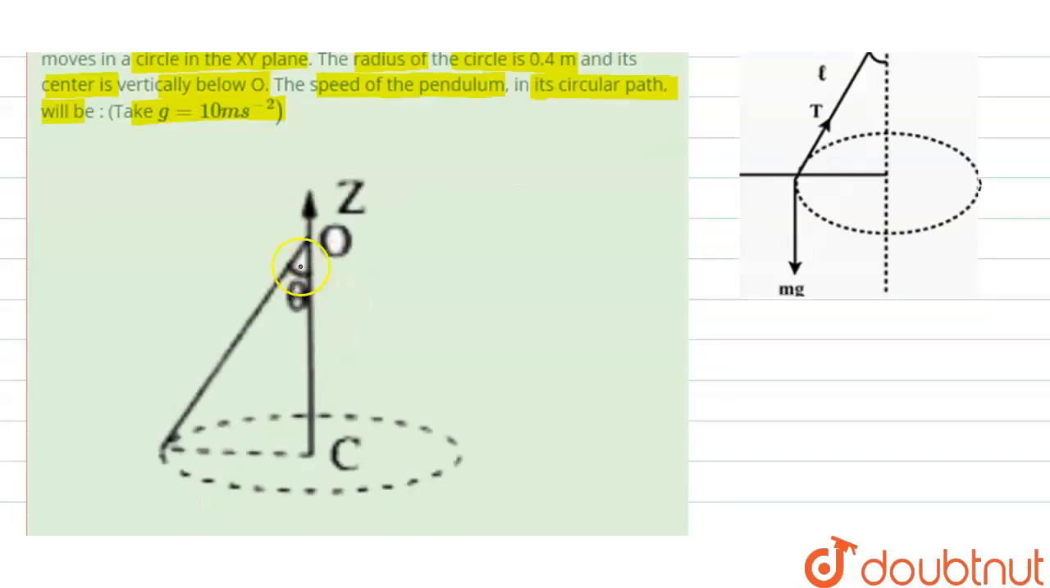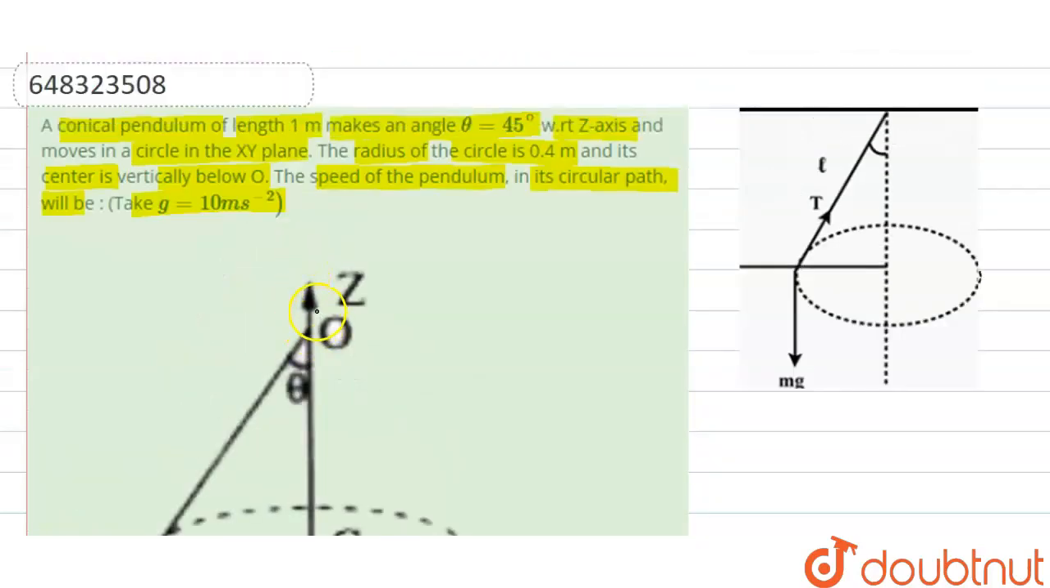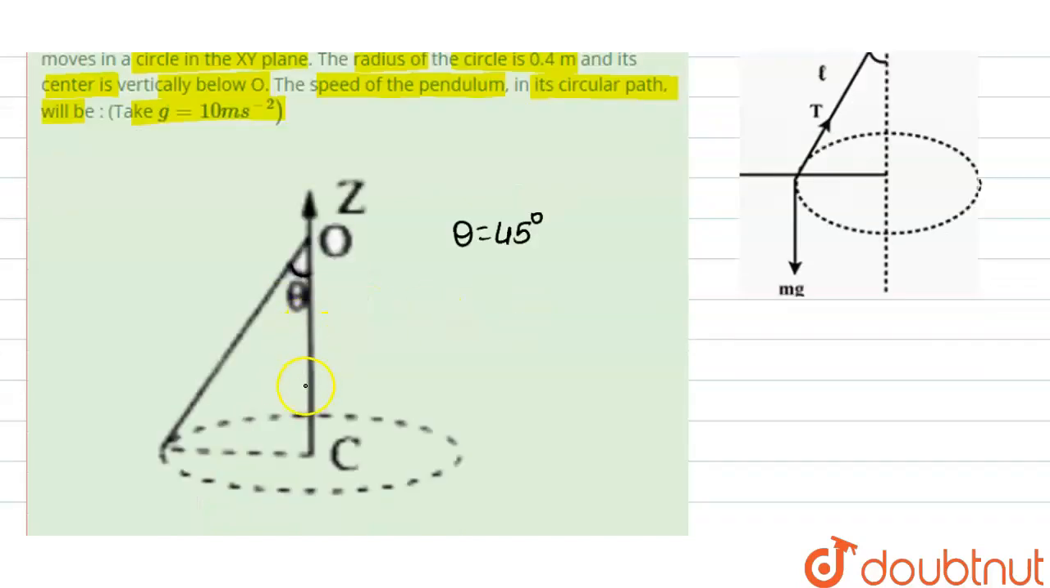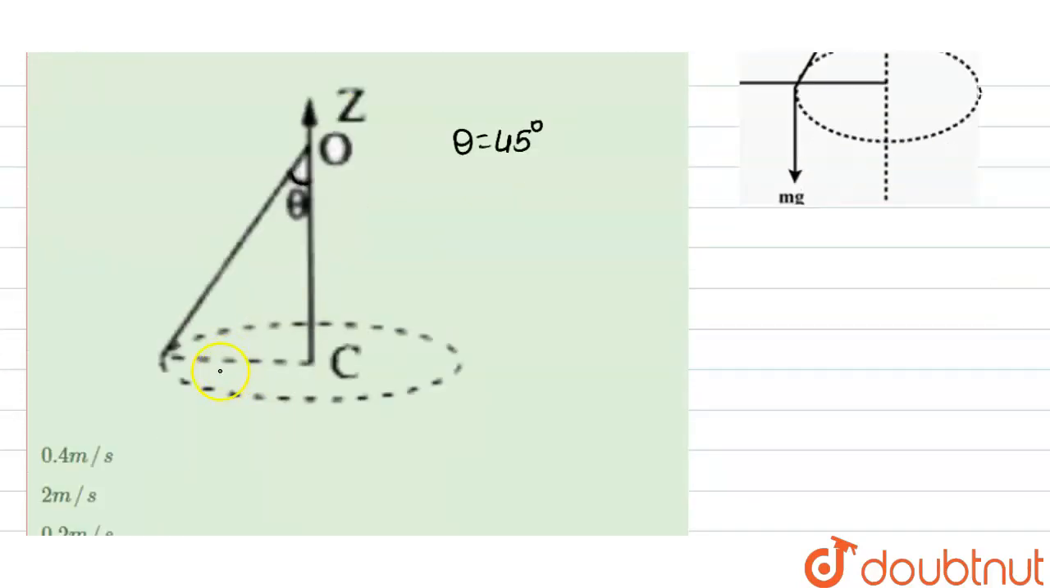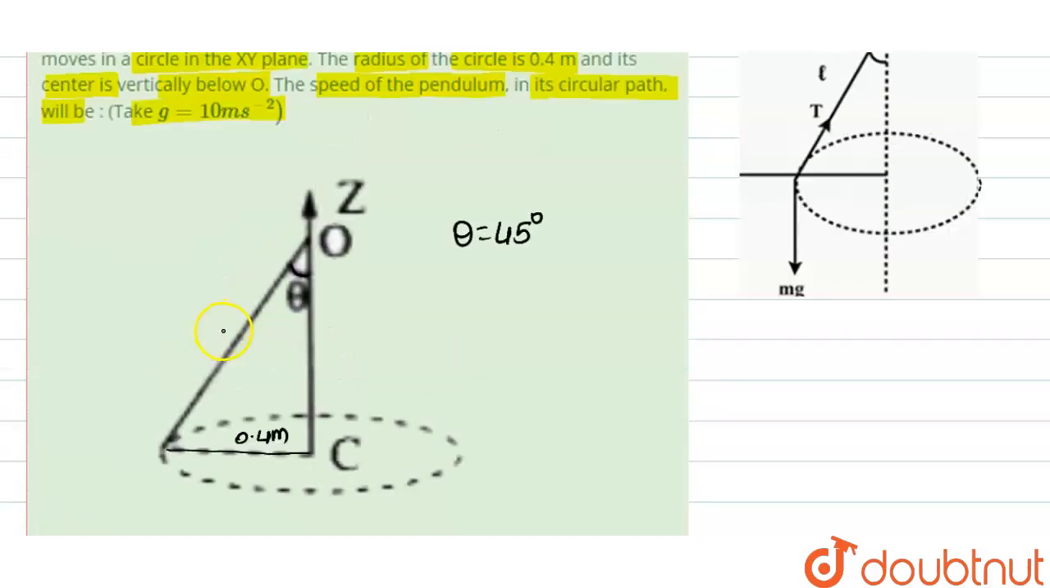So here we are given a pendulum which is moving in a horizontal circle. This pendulum is making an angle of theta equal to 45 degrees with respect to the z-axis, and the radius of the horizontal circle this pendulum is describing is 0.4 meter. Now we have to calculate the speed of this pendulum in this circular path.